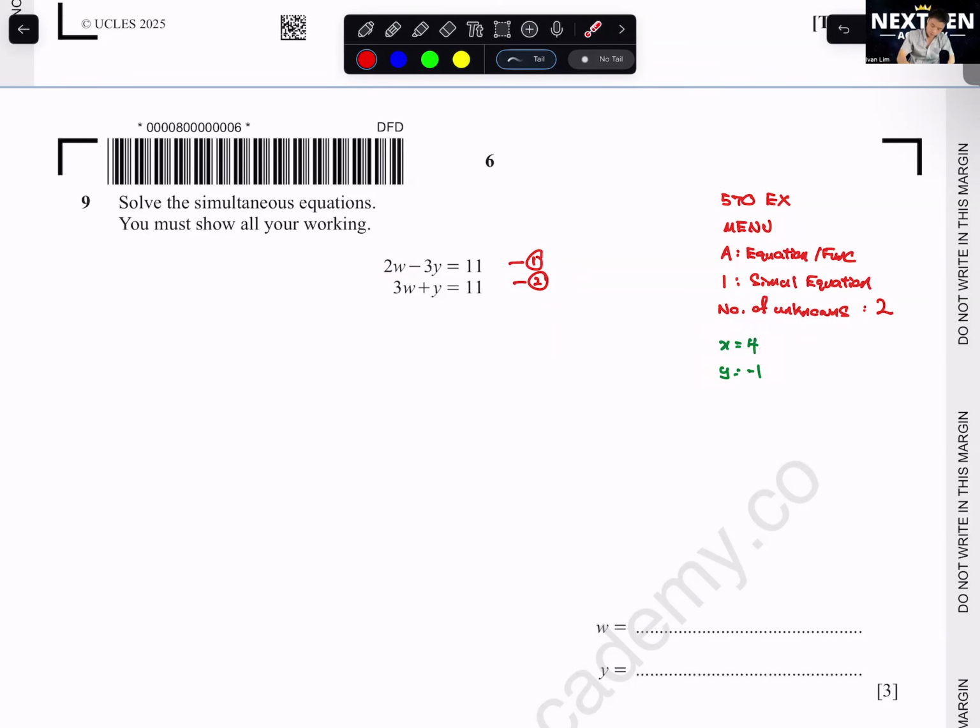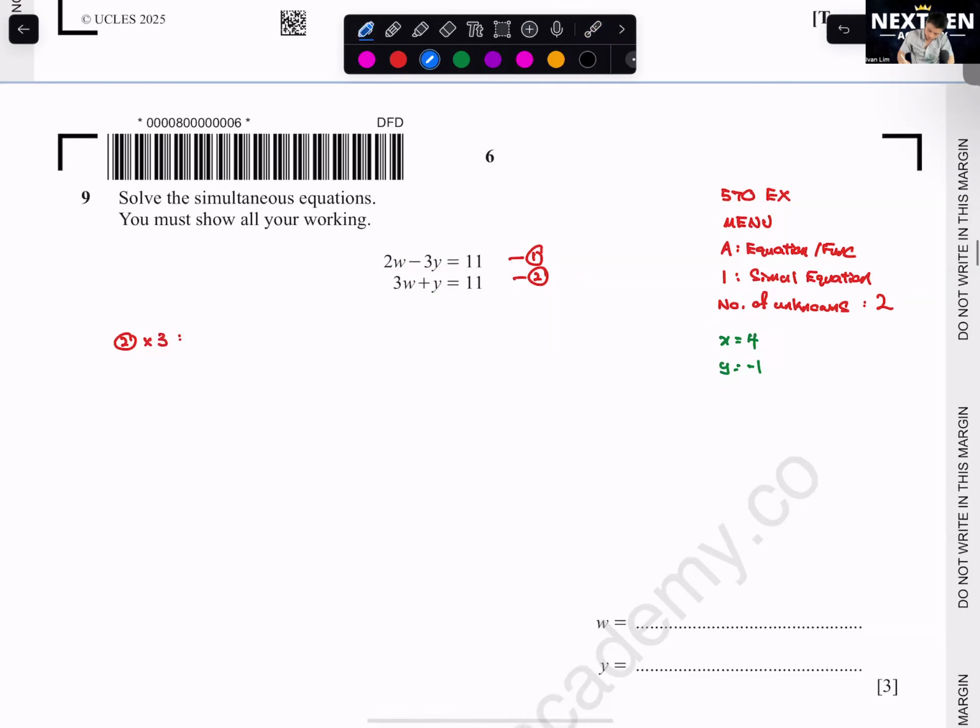Okay, so what I would do here, I would eliminate y value. Y value, I'll multiply equation 2 by 3. Okay, 2 times 3. 9w plus 3y equals to 33. Okay, let's call this equation 3. I will bring down this one equals to 11. This one is equation 1.